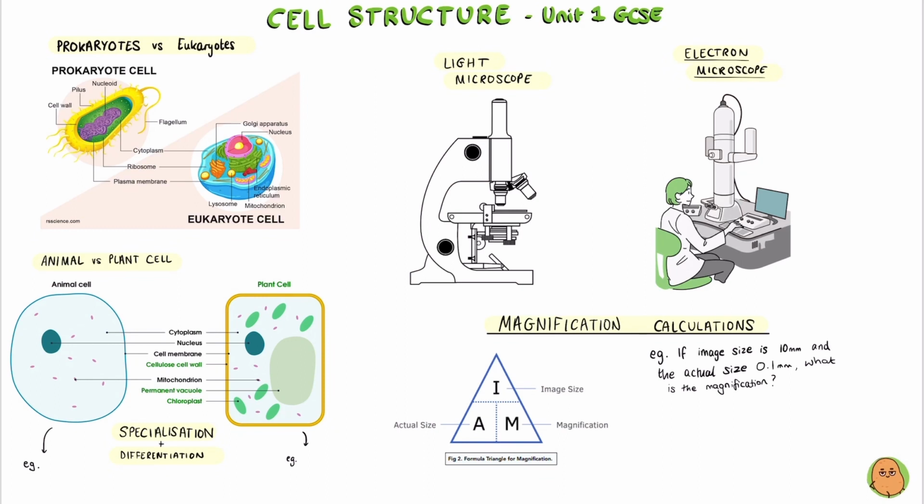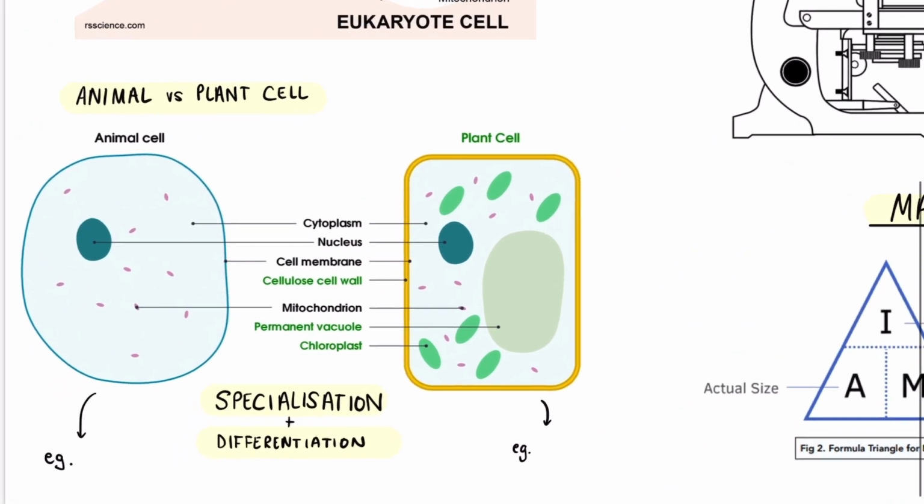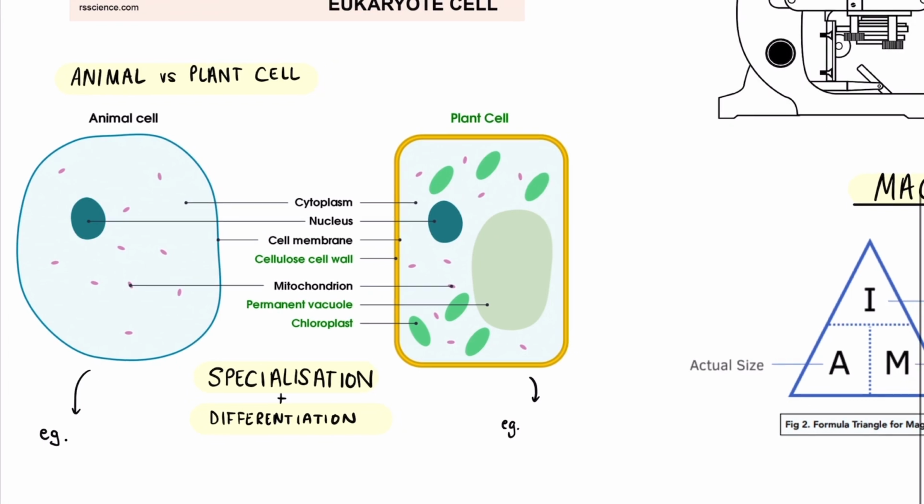So what is an example of a prokaryotic cell? Bacteria. And what's an example of a eukaryotic cell? The very famous animal and plant cells. Let's go into a bit more detail about the substructures that make up these cells.